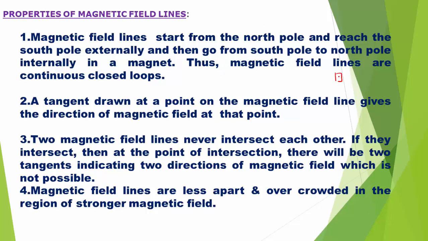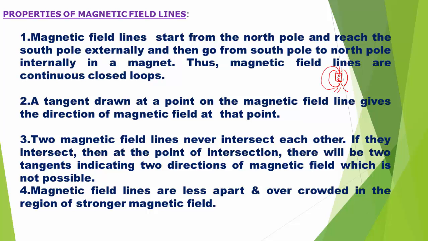Here is a magnet, it has two poles, one is north and another one is south. From here it starts and here it ends. Magnetic field lines start from the north pole and reach the south pole externally and then go from the south pole to the north pole internally. From here to here it moves internally. On this side also it is the same, all the lines move internally.